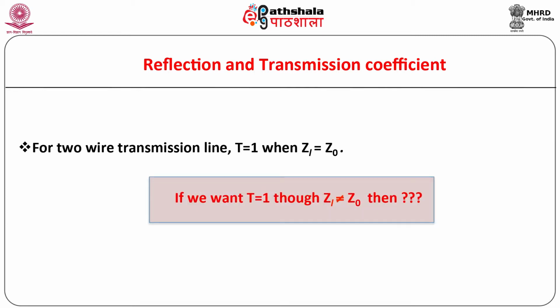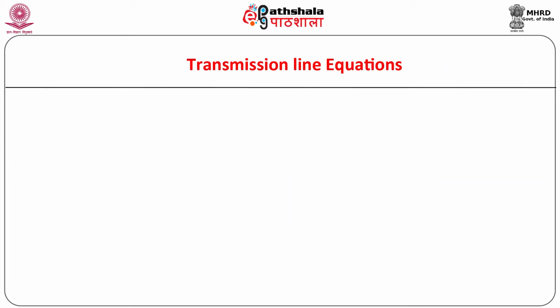If it is not possible to have ZL is equal to Z0, then also reflection coefficient can be made 1 by using stub matching technique to be described later in a separate module. Friends, so far we have discussed different types of measurements and the corresponding formulae. All these and many other formulae can be derived by using the solutions of transmission line equations. Hence, let us try to understand the transmission line equations and their solution.